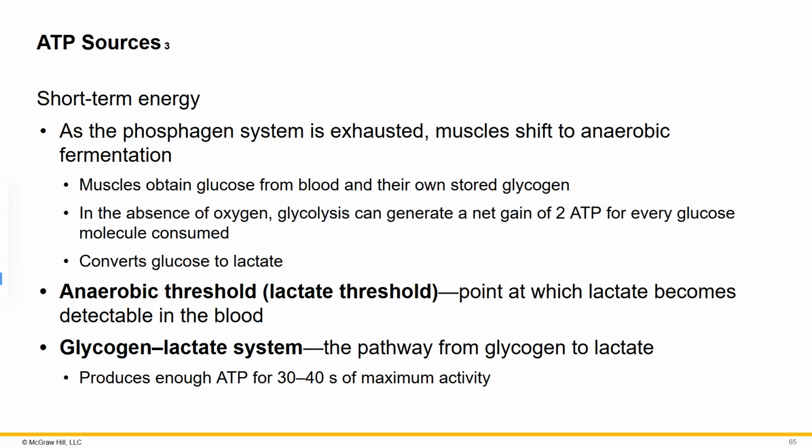As the phosphagen system is exhausted, muscles shift to anaerobic fermentation. Muscles obtain glucose from blood and their own stored glycogen. In the absence of oxygen, glycolysis can generate a net gain of 2 ATP for every glucose molecule consumed. Converts glucose to lactate. Anaerobic threshold or lactate threshold, the point at which lactate becomes detectable in the blood. Glycogen lactate system, the pathway from glycogen to lactate, produces enough ATP for 30 to 40 seconds of maximum activity.